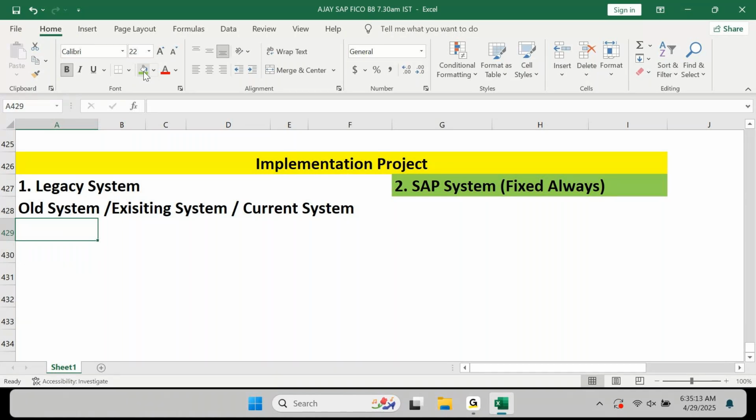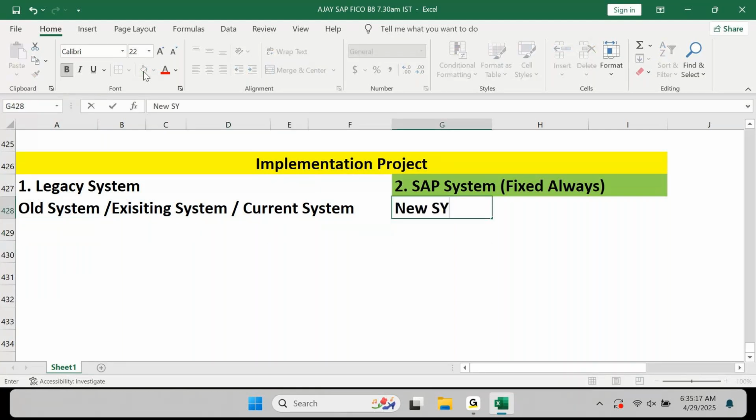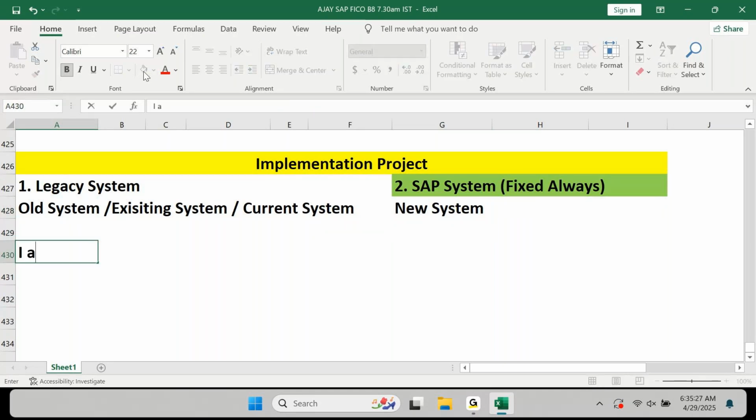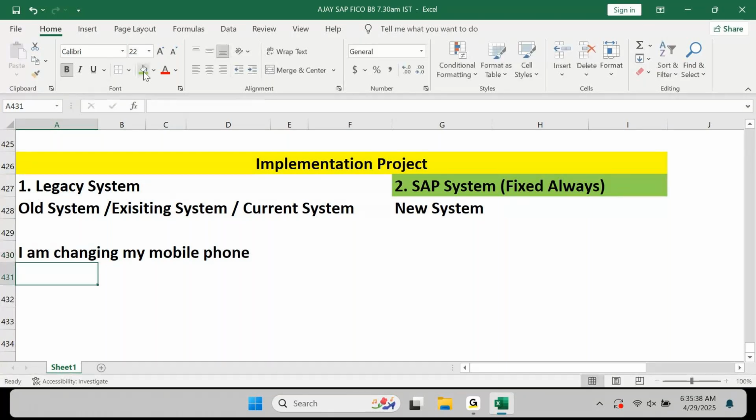All right. Now SAP is your new system. SAP will be your new system. Now take an example in such a way that if I say I am changing my mobile phone, when I say this statement, did you understand something or not?